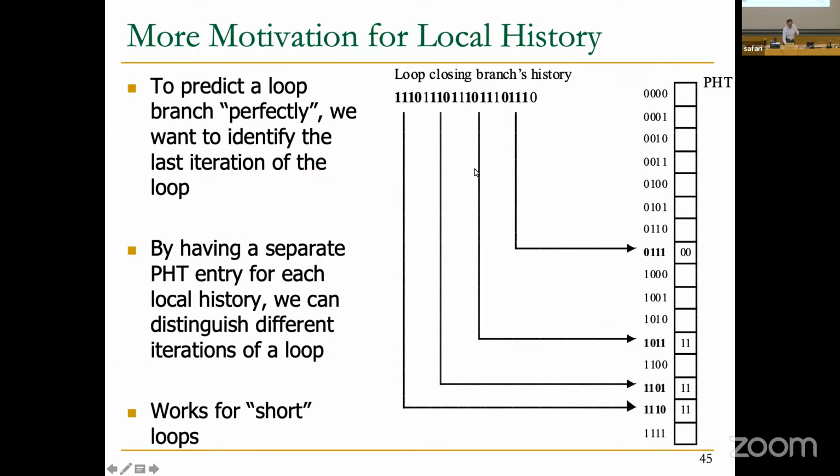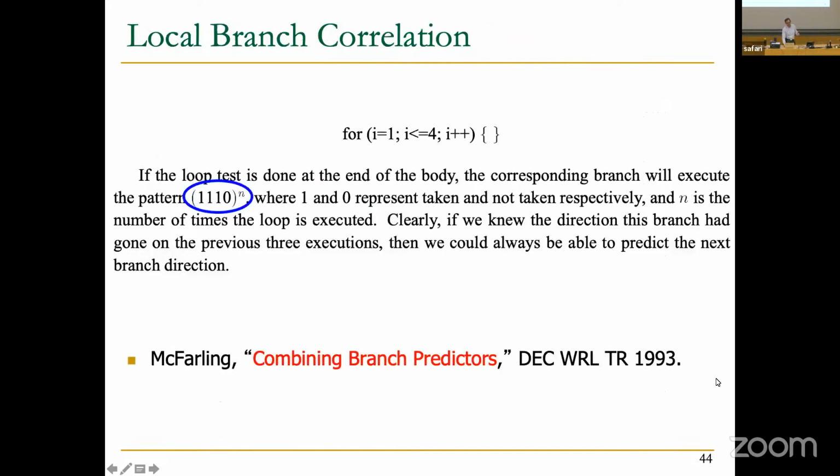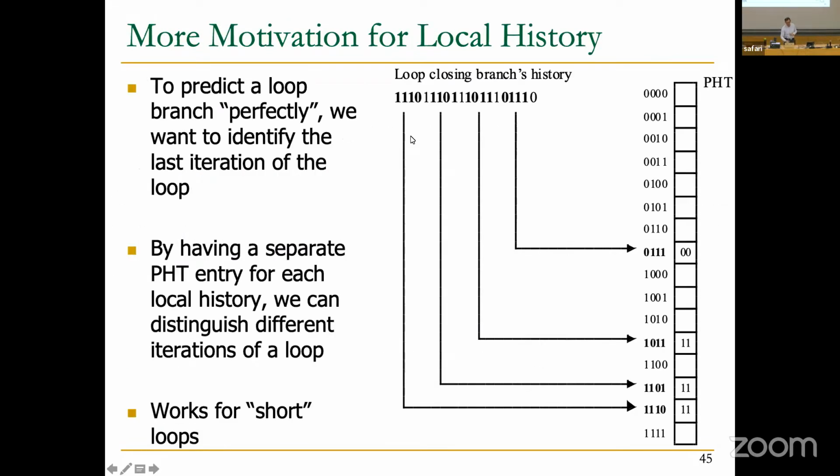If you see any other history in between, 1, 1, 0, 1 and 1, 0, 1, 1, that means you should predict the branch as taken because you're executing the loop. Of course, this is a relatively easy loop. It's statically predicted and short, but this is the motivation. You can distinguish between different iterations of the loop, and that way you can predict the branch accurately in all instances in this particular case. So that's the idea.